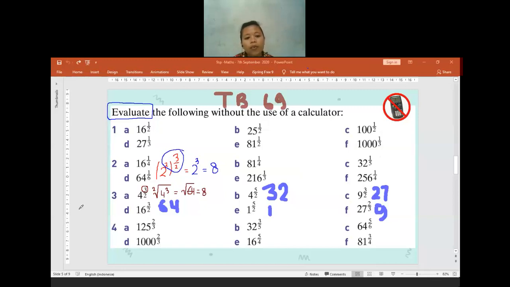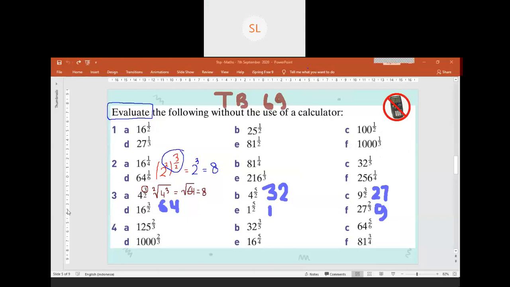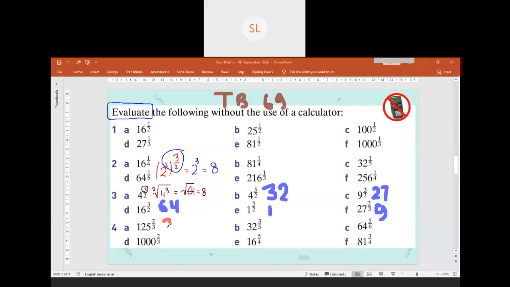For question 4, we have 125 to the power of... For A, the answer is going to be 25. B is 8. 64 to the power of 5 per 6 is 16. For question A, correct, it will be 25. For B, the answer 8 is correct.